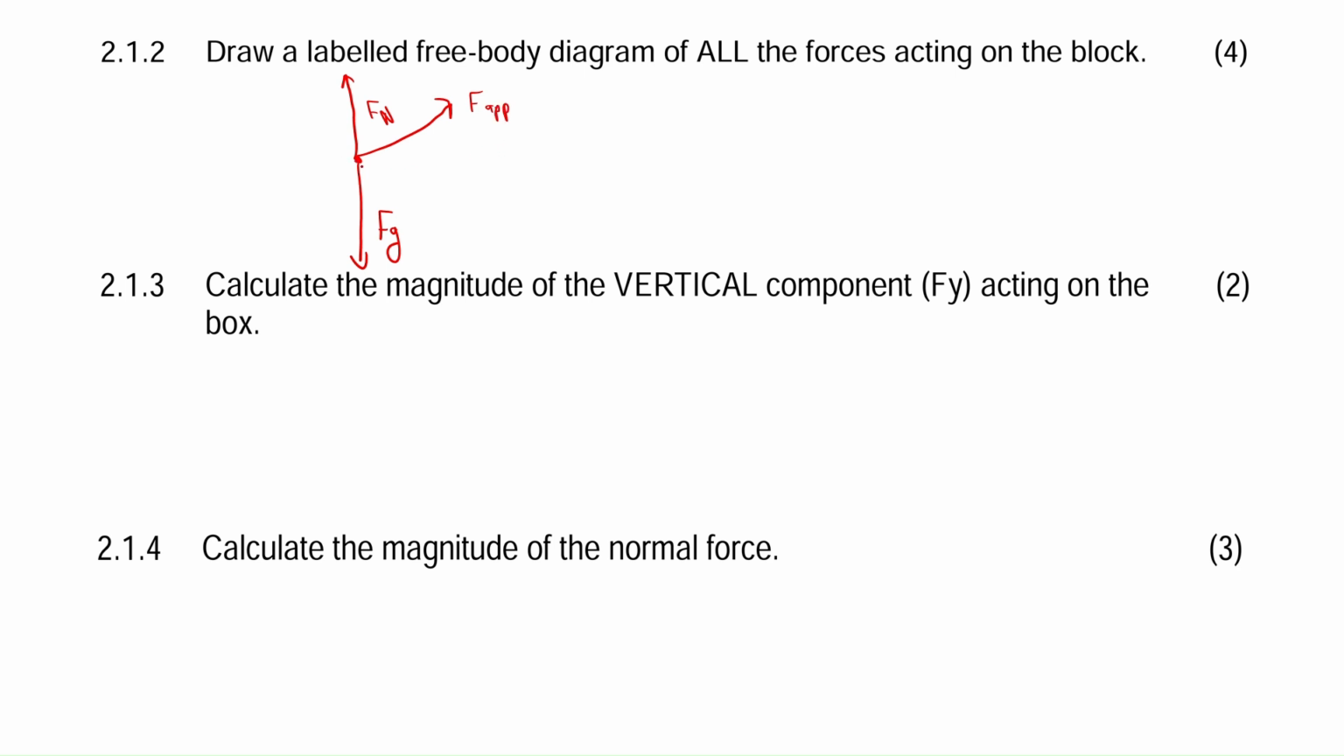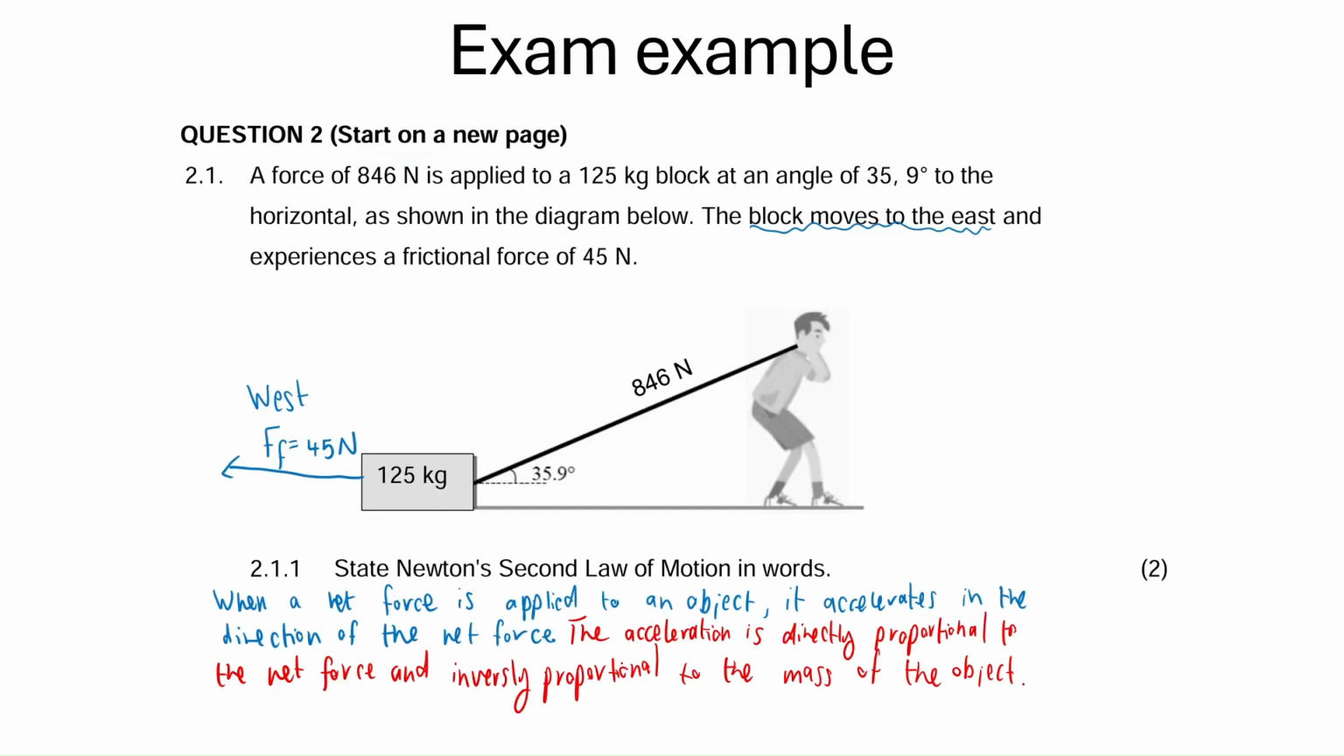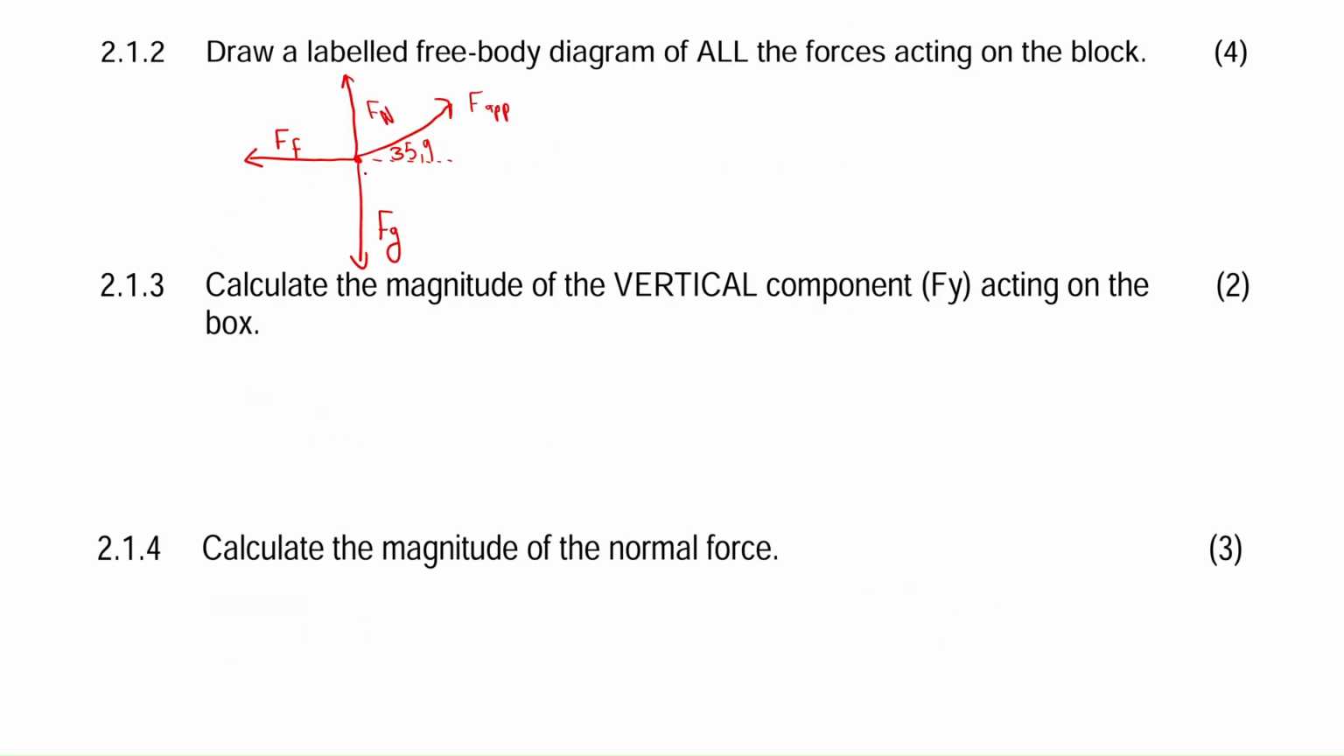And then because the block is moving in an easterly direction, we have the force of friction occurring in the opposite direction. So we have our normal force going up, our F applied going at 35.9 degrees to the horizontal in the easterly direction, force of friction going in the westerly direction, and the force of gravity going down.